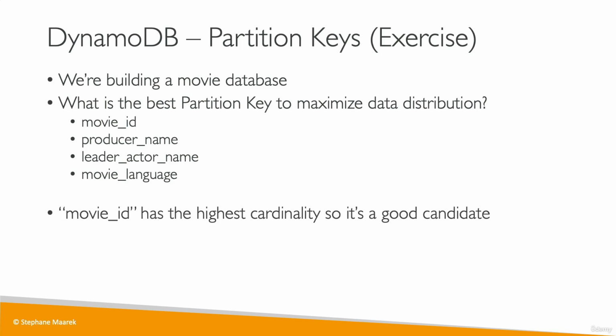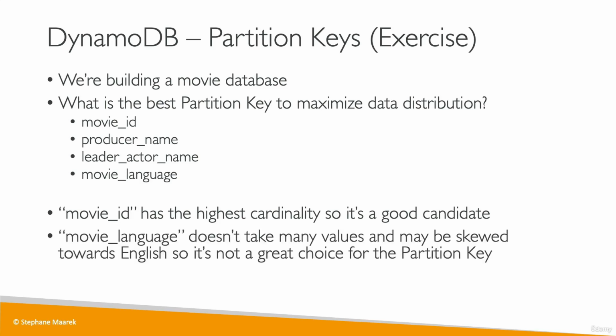Now, the answer is you choose movie ID, because movie ID is going to be unique for each row, and therefore it's a really good candidate to partition your table by. If you have movie language as a partition key, then you won't have as many values as you want, and maybe most of your movies are going to be English, so it's not going to be a great choice because there's not enough diversity and there's a skew of data towards one specific value. And so the exam will ask you to choose the best partition key for some tables based on what it means. So always choose the one with the highest cardinality and the one that can take on the most amount of values. So that's it for a short overview of DynamoDB.